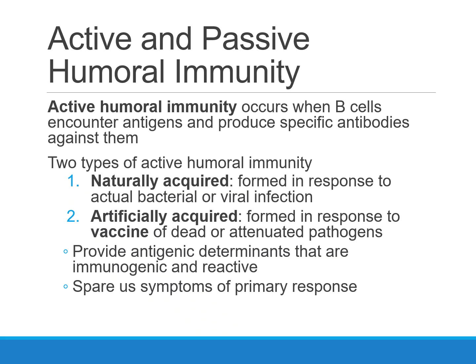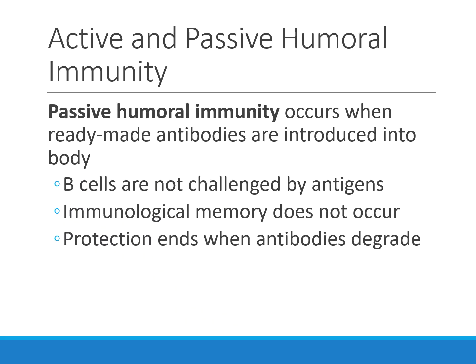Active humoral immunity occurs when B cells encounter the antigen and produce specific antibodies against them. There are 2 different types of active humoral immunity. Naturally acquired means that you actually came in contact with the bacteria or the virus in some way. Artificial means that you were exposed to it through a vaccine of either dead or attenuated pathogen, and attenuated means severely weakened to the point where it can't make you sick. These are going to provide the antigenic determinants that are immunogenic and reactive, and that makes it so that we don't have to go through the primary response or experience the illness.